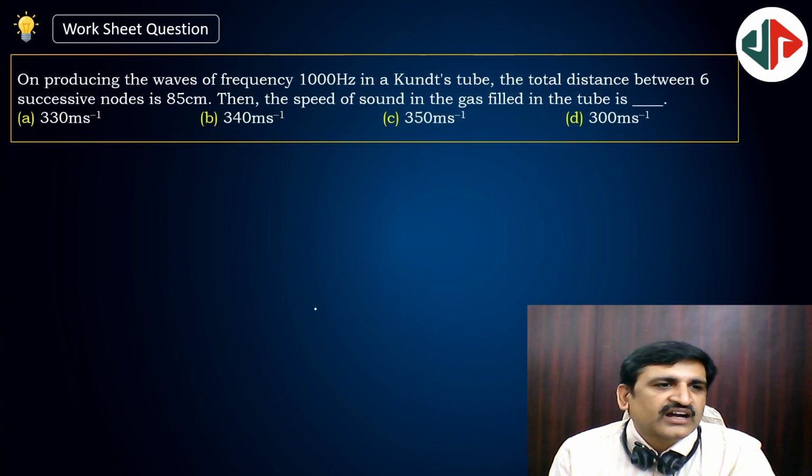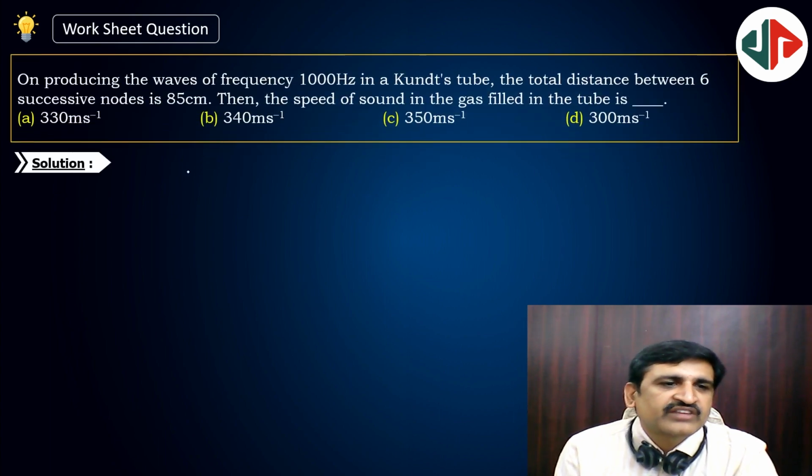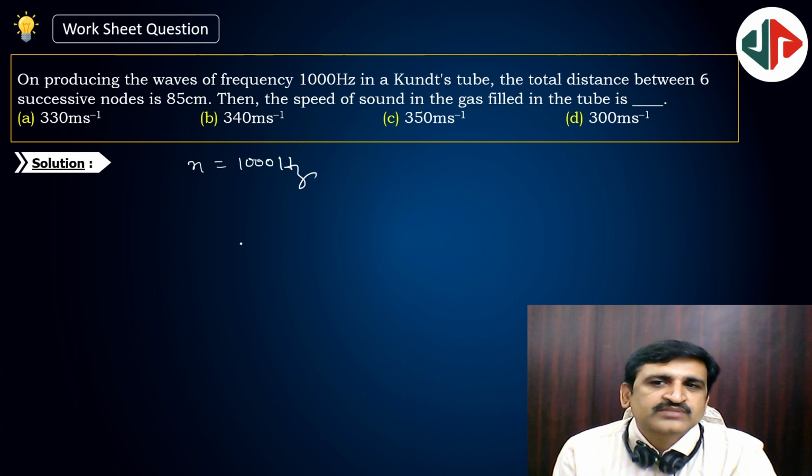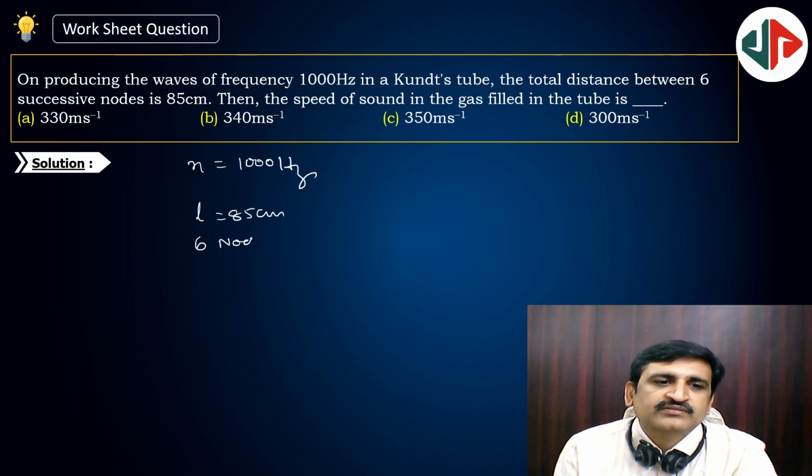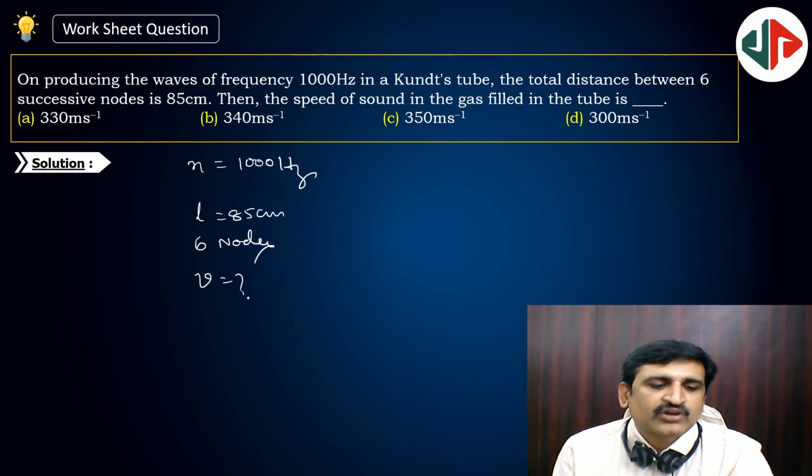Next, on producing a wave of frequency n equal to 1000 hertz in Hund's tube experiment, the total distance between 6 successive nodes is 85 centimeters. Between 6 successive nodes, L is equal to 85 centimeter for 6 nodes. The speed of sound in the gas is V equal to how much?